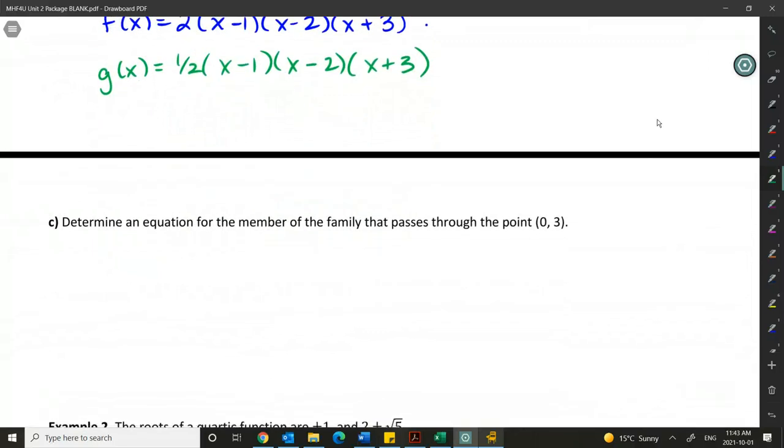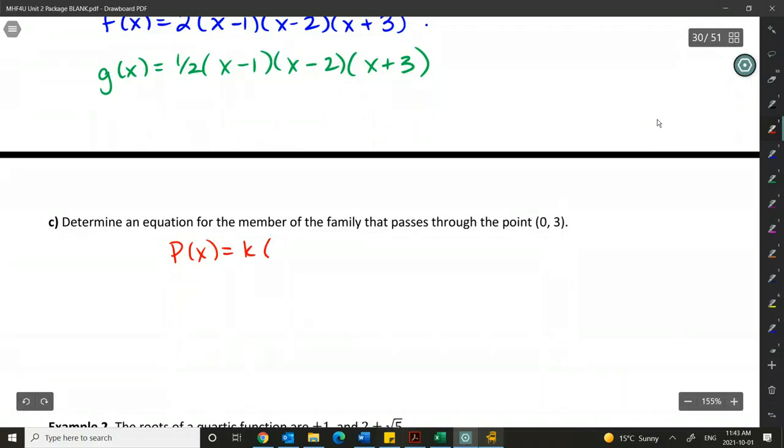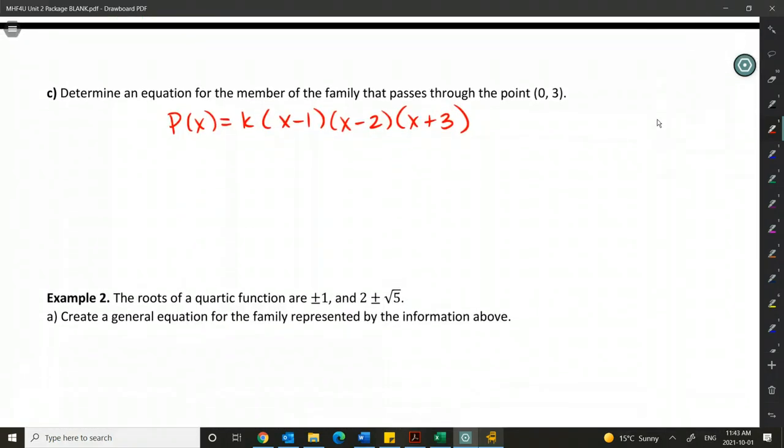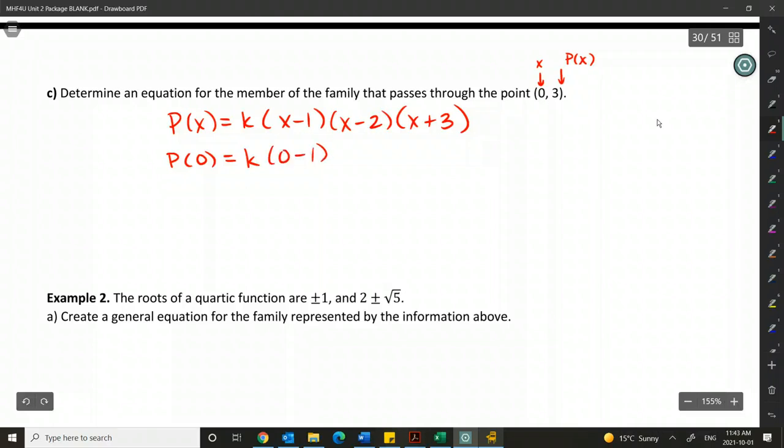Okay, now we're going to determine the equation for the specific family member that passes through the point 0, 3. So if this is my general equation from above, how would I do something like this? Let's draw on some Unit 1 knowledge here. Kenzie? Okay, so we will evaluate p at the x value of 0. So I'm going to sub in 0 for all my x's, because that's the x coordinate of the point that I'm given.